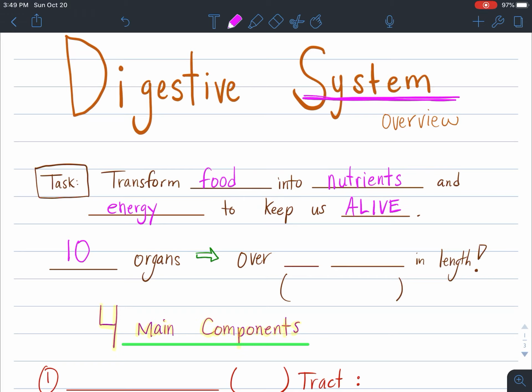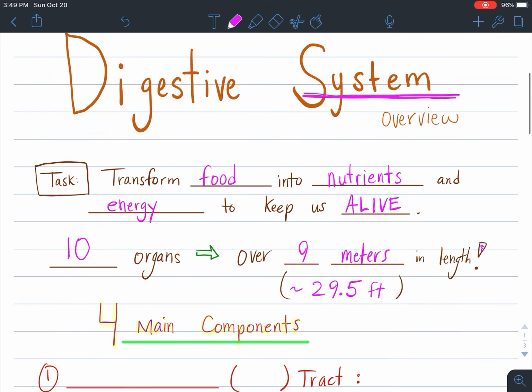This takes 10 organs. Now, if you were to take these 10 organs and lay them out end after end after end, this would be over 9 meters in length. And I know, okay, meters, you might not quite know exactly what 9 meters would look like. Well, that's approximately 29.5 feet. That's crazy. And it's all jumbled and twisted and turned inside of our core of our bodies.